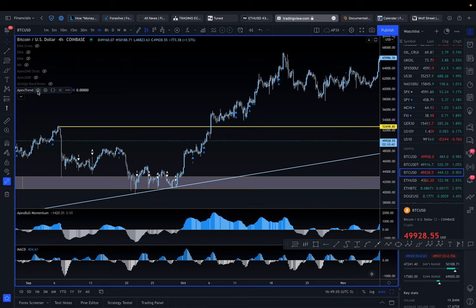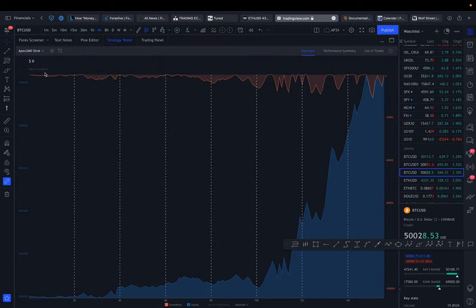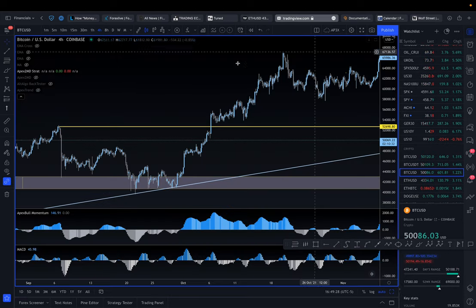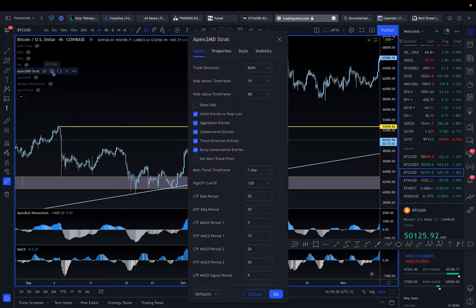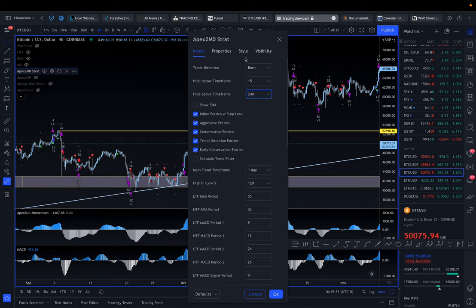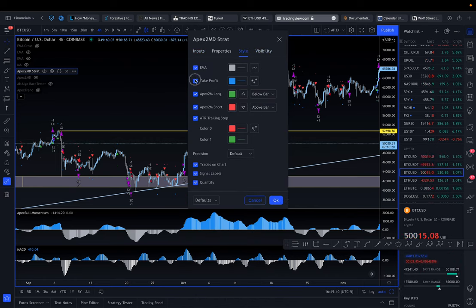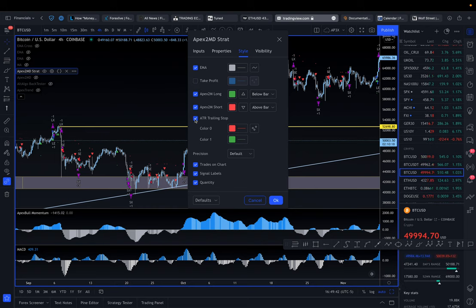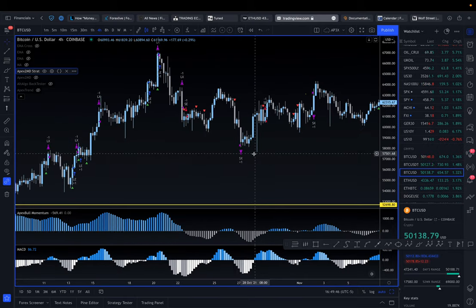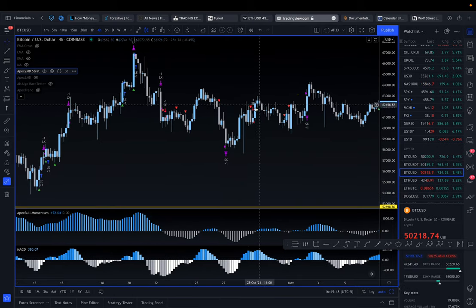All right, so this is the Apex Trend for swings. Now the Apex strategy. Let me actually hit it below certain time frames. You can use the Apex strategy as well. You can remove the take profit levels and trailing stops and just see if you like the entries themselves.